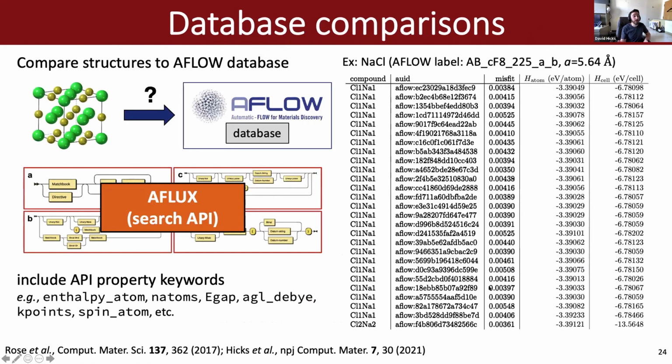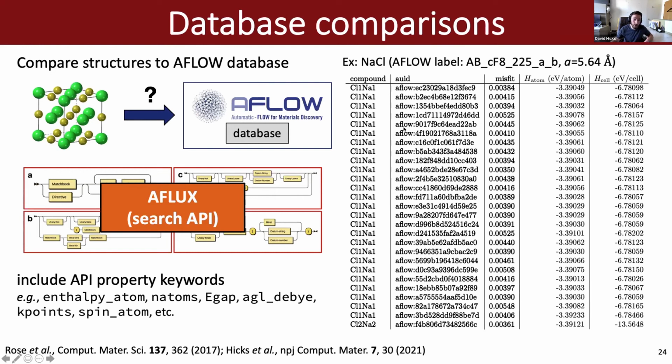And in addition, you can also use your structures to compare them to the AFLOW database. So for example, you can take your input file and you can see if this particular structure exists in the AFLOW database. This uses the machinery that Marco is going to talk about, the AFLOW search API, to basically grab all of the possible structures that may match to your input. It'll do the comparisons, and then it will return all of the structures that match to your input.